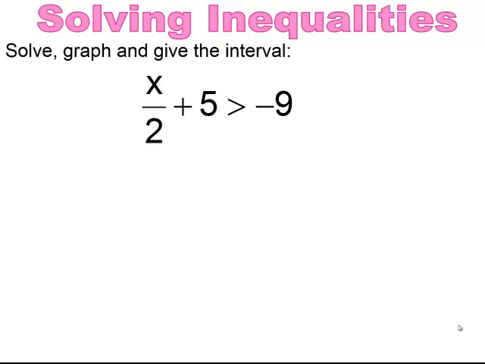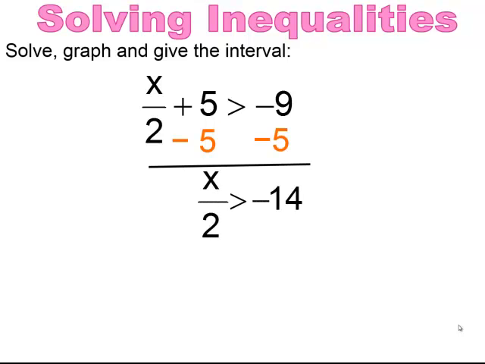This is still a two-step inequality. Your first step, get rid of that 5, minus 5 from both sides. And then you're going to be left with x over 2 is greater than negative 14. Now remember, when you have x over 2, that line means that that's division. 2 is being divided into x. So the inverse operation here would be multiplication. So don't let these type of problems throw you off. They're still two-step inequalities. So I end up with x is greater than negative 28.